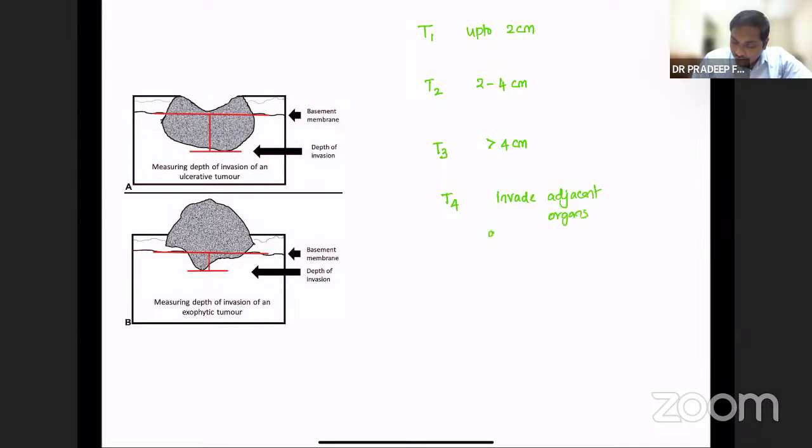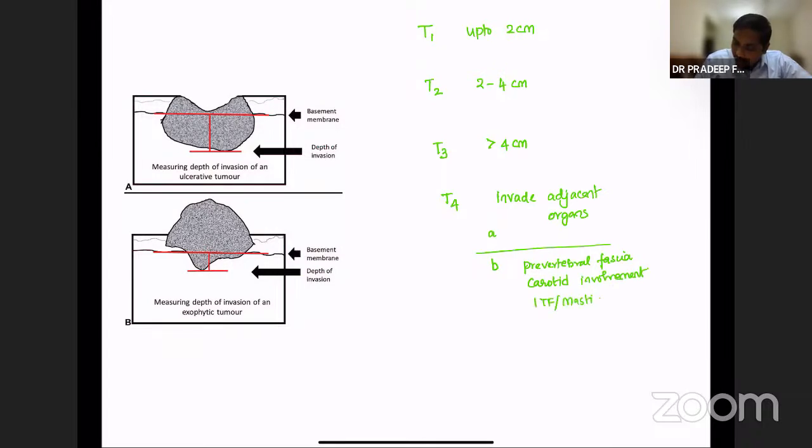It can be classified into A as well as B. T4B is usually unresectable. Unresectable means it involves the masticator space, it involves the carotid vessel, or it involves the infratemporal fossa. These are unresectable, like prevertebral fascia involvement, carotid involvement, infratemporal fossa, or masticator space involvement, depending on the tumor location. So T4B are usually unresectable.